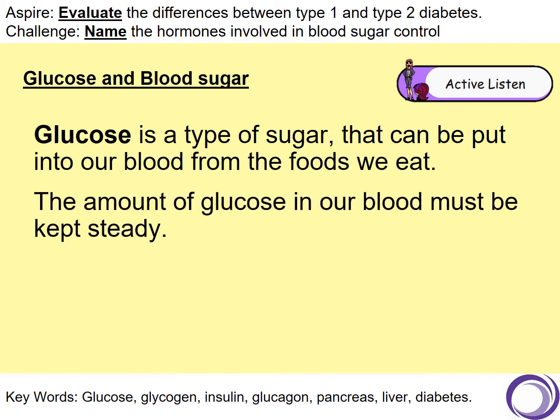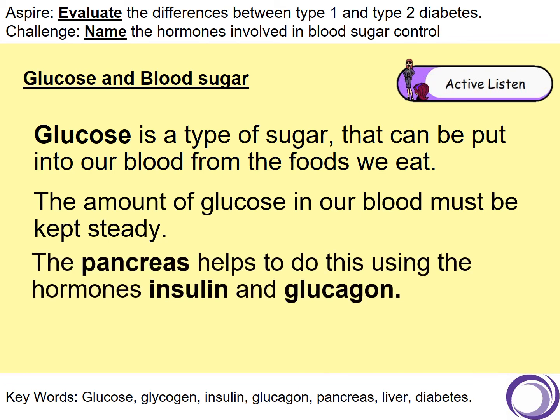But the amount of glucose that is in our blood must be kept quite steady. If it gets too high, that can cause us problems. If it gets too low, that can cause us problems. So our bodies have to have ways where we can store and release the glucose when we've had our meals and digested our food. We have an organ in our bodies called the pancreas, and that releases some special chemicals called hormones. There are two in particular, insulin and another one called glucagon, and these are responsible for controlling the amount of sugar that is in our blood.